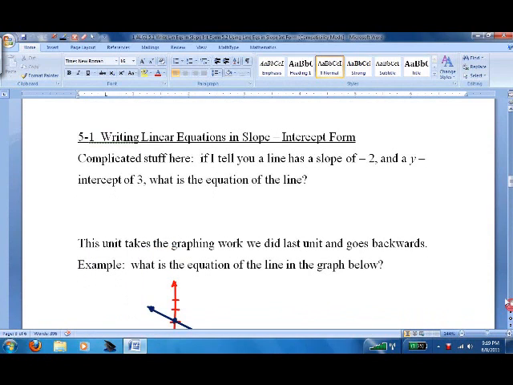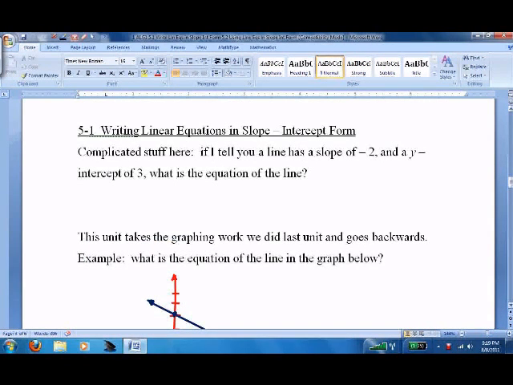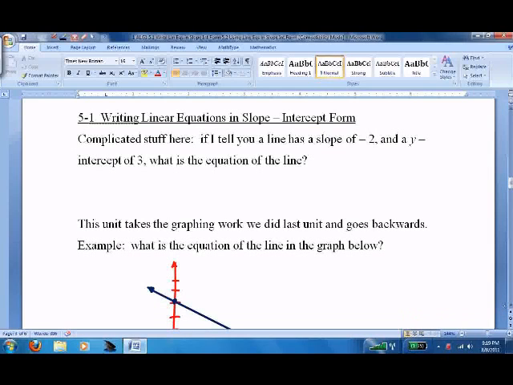This lesson is about writing linear equations in slope-intercept form. Some of it's pretty easy, some of it's pretty challenging, very integral to algebra and all future math, so make sure you take some time and figure out what you're doing.